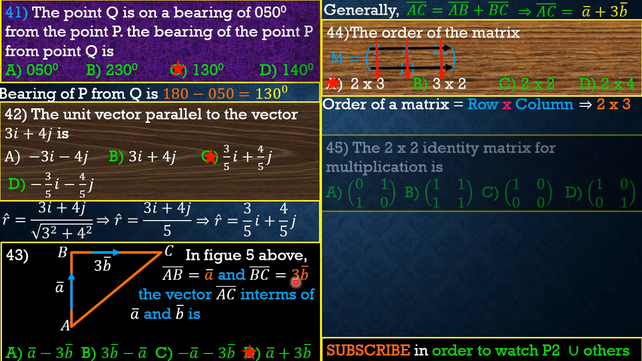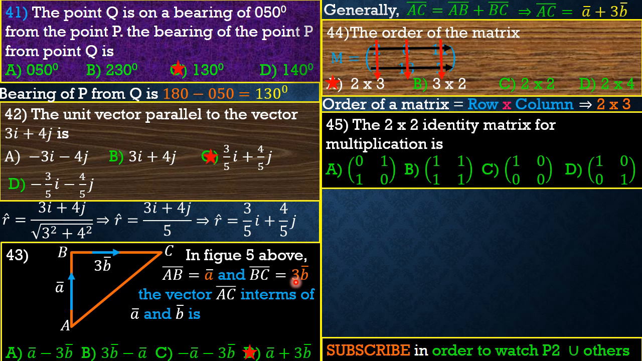Now guys, question 45 reads that the 2 by 2 identity matrix for multiplication is... this question is direct. It is simply the one in which all the diagonals, guys, are 1. So option D is the best option.